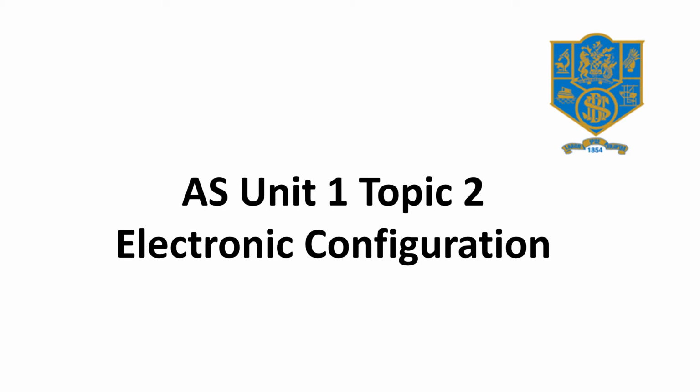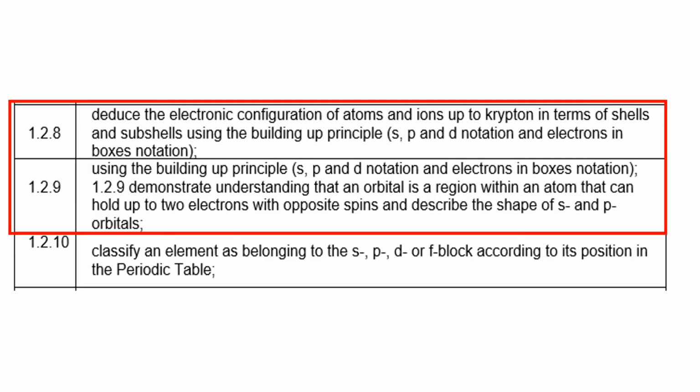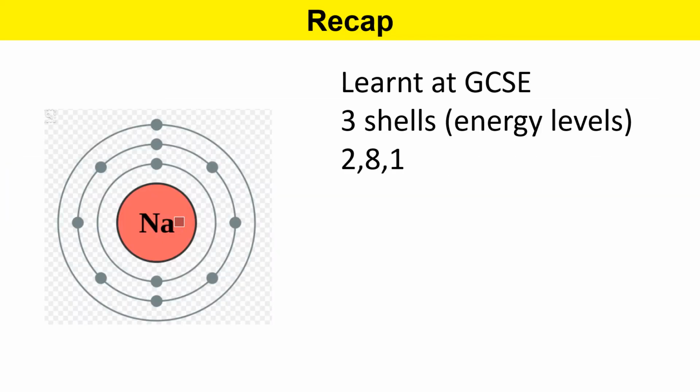AS Unit 1, Topic 2, and we're going to look at electronic configuration. This is a part of the specification for Topic 2 that deals with electronic configuration. At GCSE, we learnt that electrons are found in shells. The example on the board is sodium, and sodium has 11 electrons and 2 fit in the first shell, 8 in the second and 1 in the third shell.